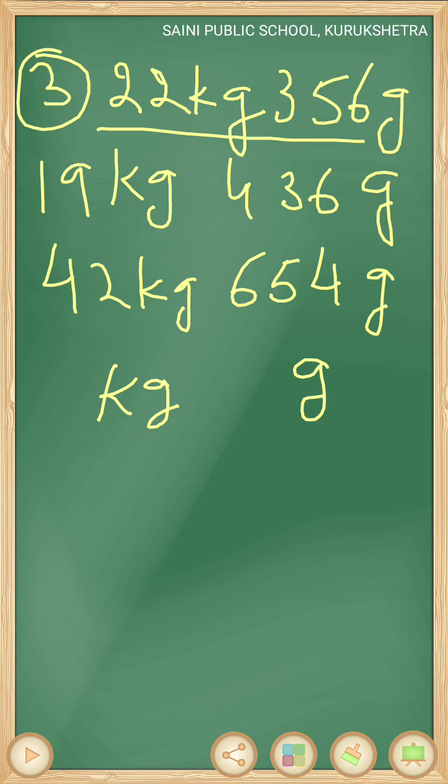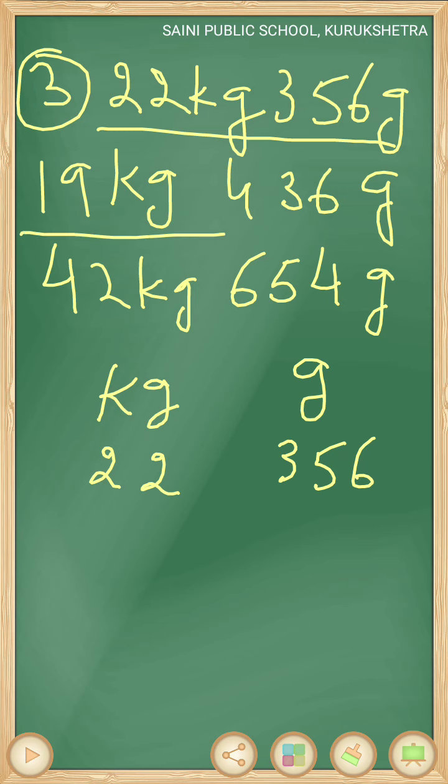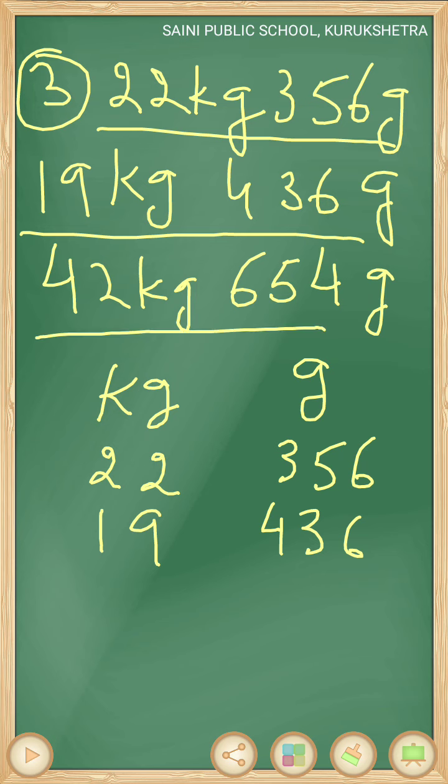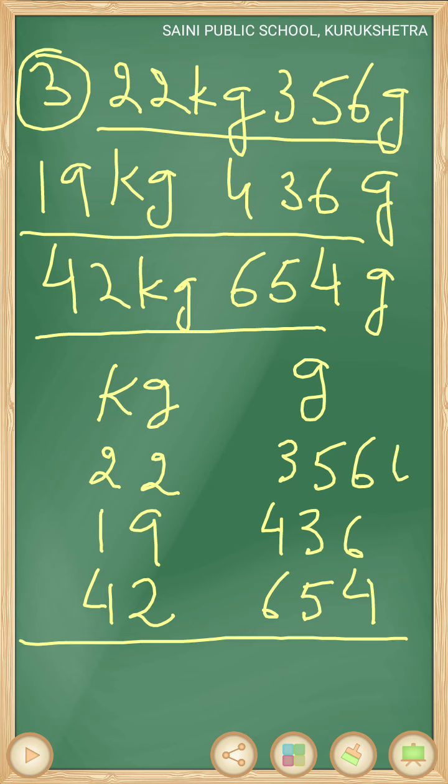Now I will write three numbers one by one. First number is 22 kilogram 356 gram. So I will write 22 below kilogram and 356 below gram. Okay. Now we will write second number. Second number is 19 kilogram 436 gram. So I will write 19 below kilogram and 436 below gram. Now our third number is 42 kilogram 654 gram. So I will write 42 below kilogram and 654 below gram. Okay, now here are three numbers. Now we have to add. Put a sign of plus here.